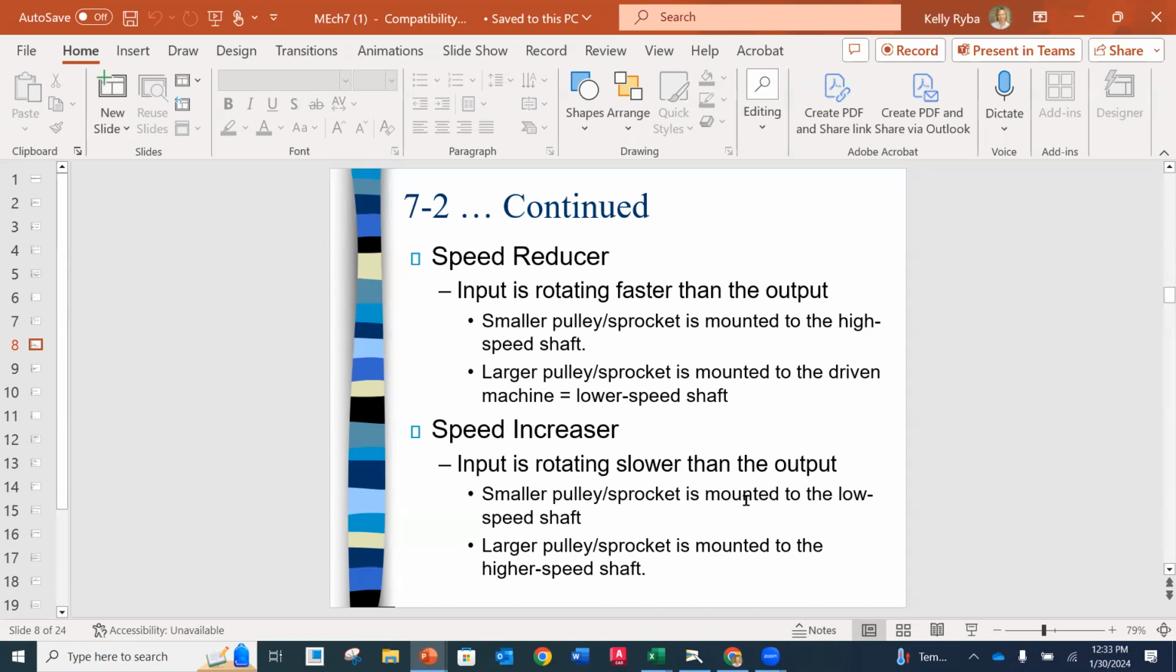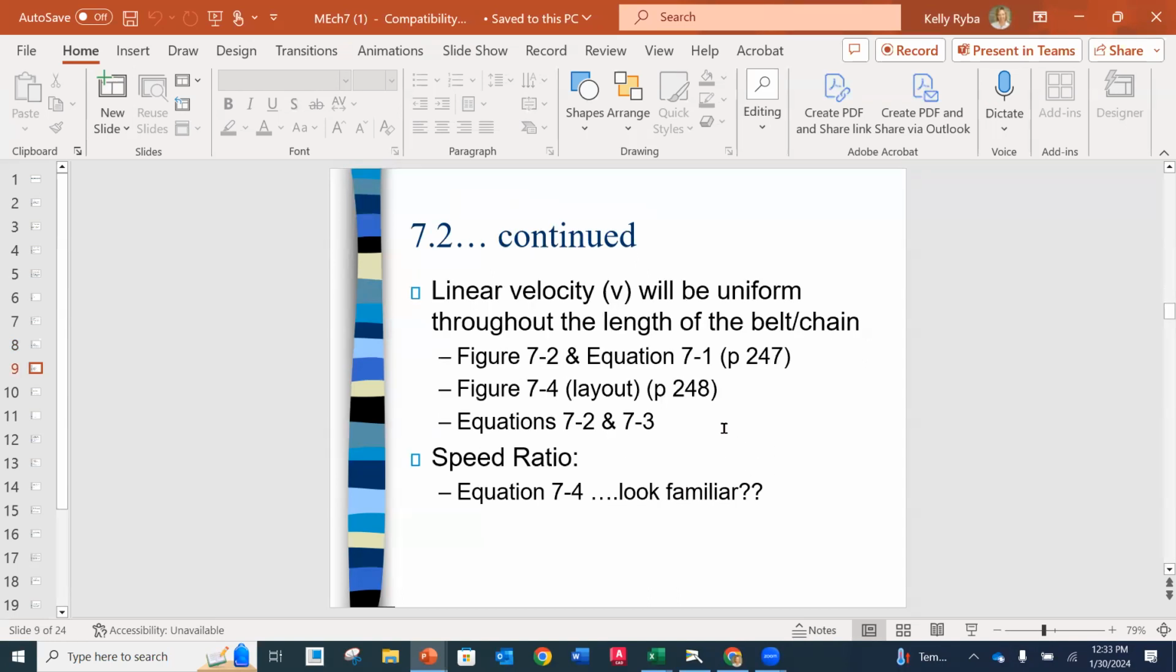So the smaller pulley most often is going to be mounted to the higher speed shaft, and the larger pulley is going to be mounted to the lower speed shaft. Now, we can have a situation where we have just the opposite, where we have a speed increaser, and then we're going to mount them opposite. So the smaller pulley then is going to go on the low speed shaft and the larger pulley is going to go on the higher speed shaft. So it can go either way. Most often we're on the speed reducer side, but you can be a speed increaser.